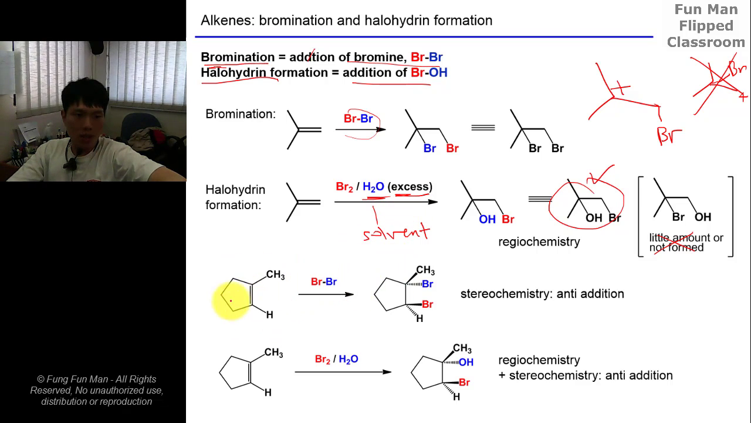Next example, another cyclic alkene, Br2. You notice something here? The Br is going for anti-addition because again, recall, it forms a three-member ring, a bromonium ion, and that's why it prefers to attack from the side that's less hindered. In this case, again, anti-addition, with some regiochemistry and stereochemistry.